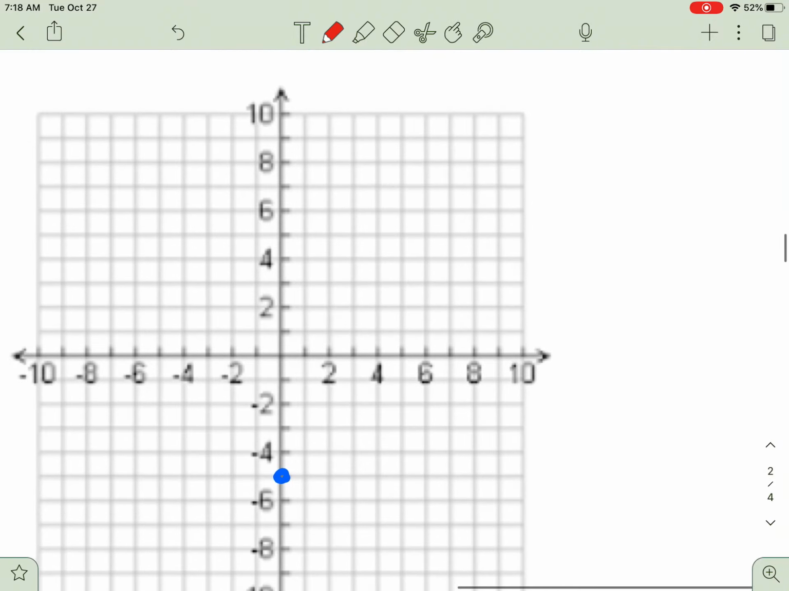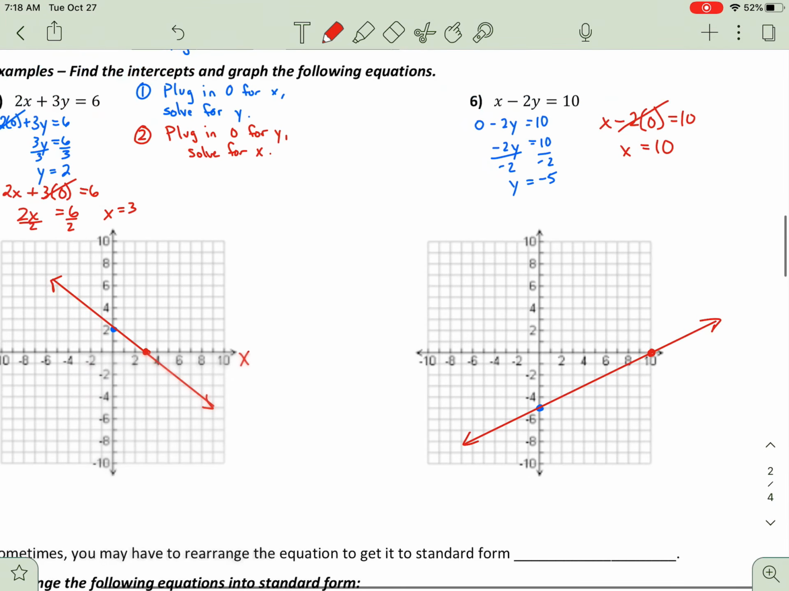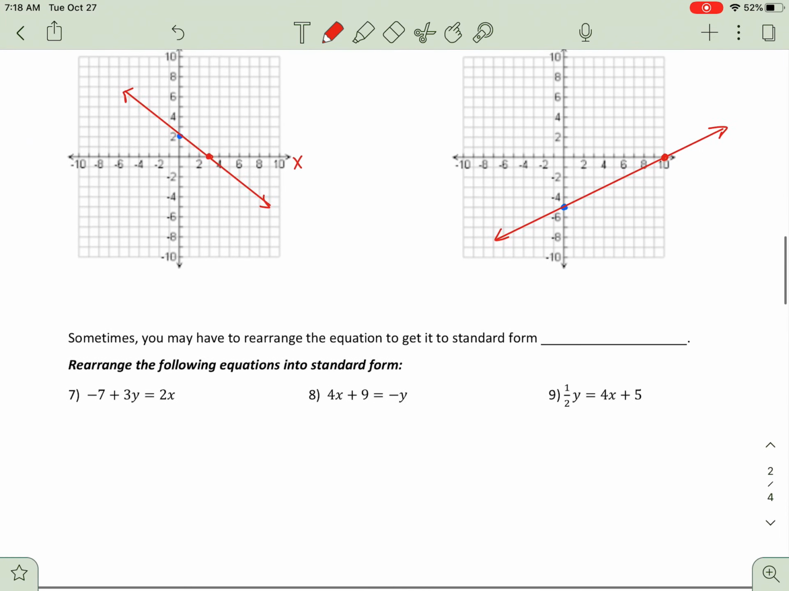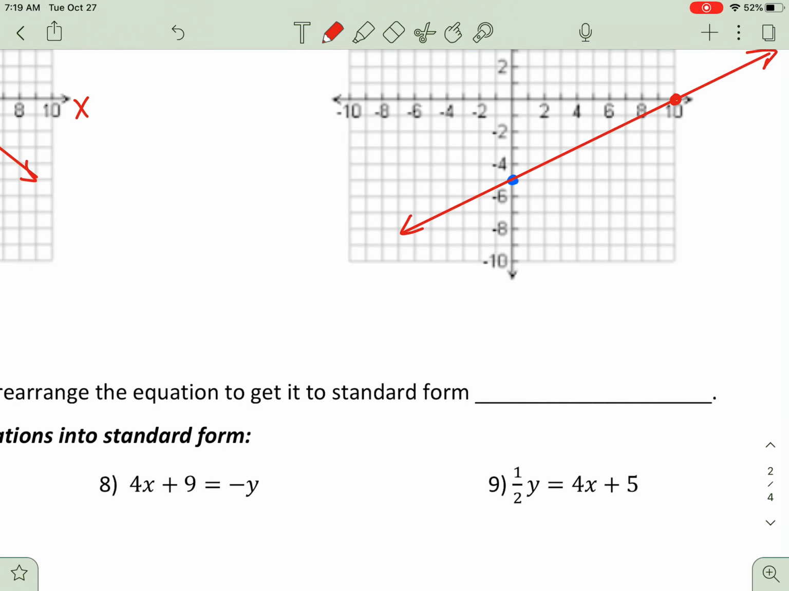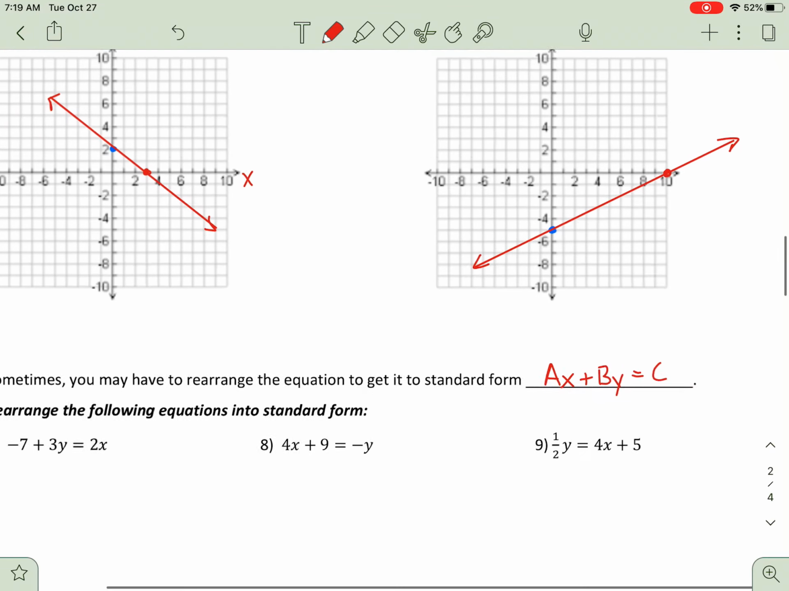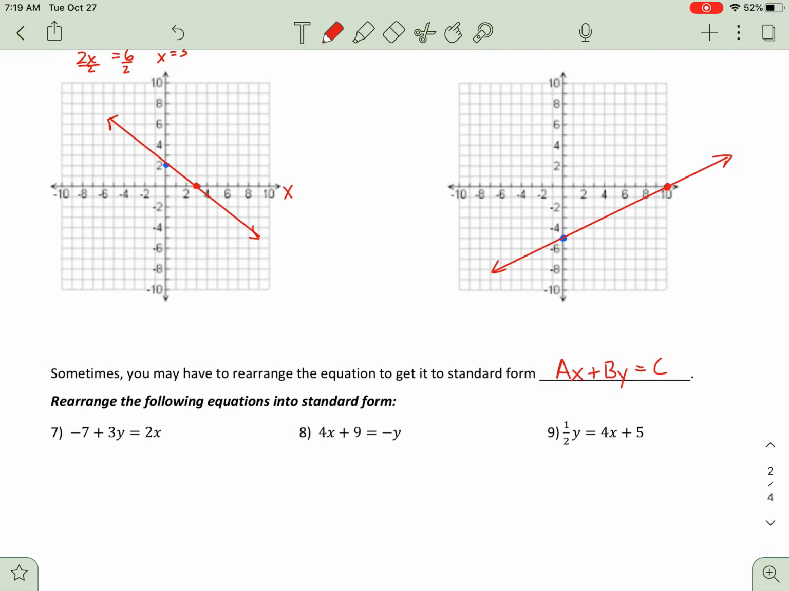Cancels out, so you have x equals 10. Okay, there you go. Simple as that. All right. Sometimes you may have to rearrange the equation to get it to standard form. So if it asks what are the intercepts, it might be easiest just to rearrange it in intercept form and then work it through that way.